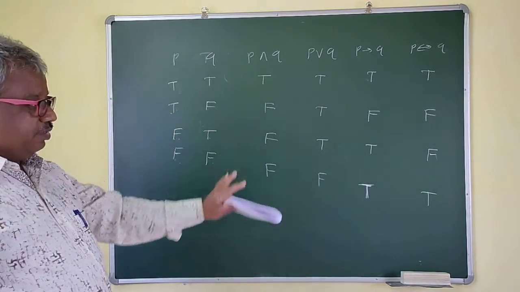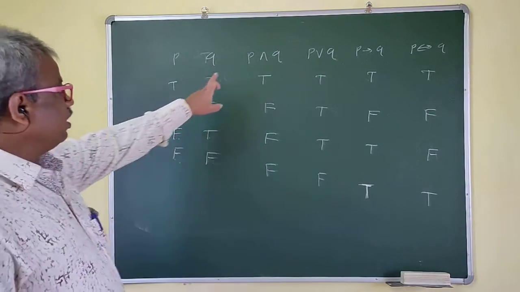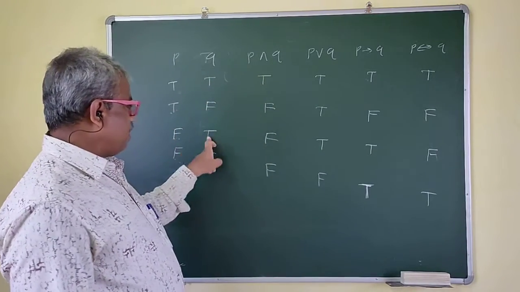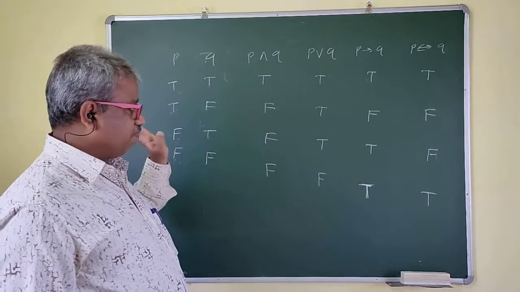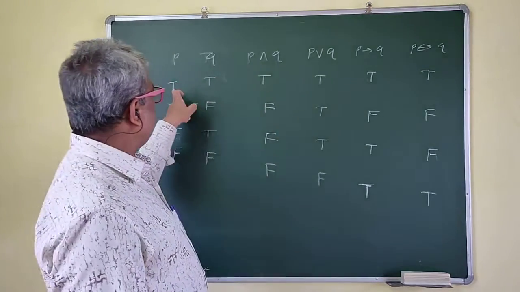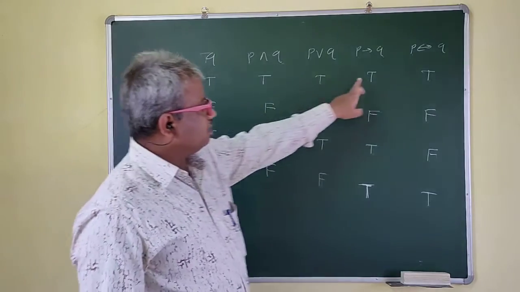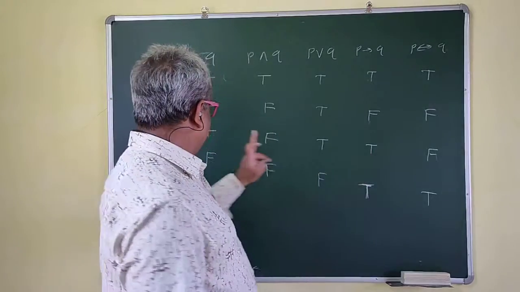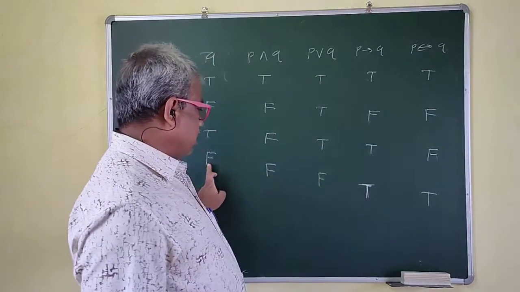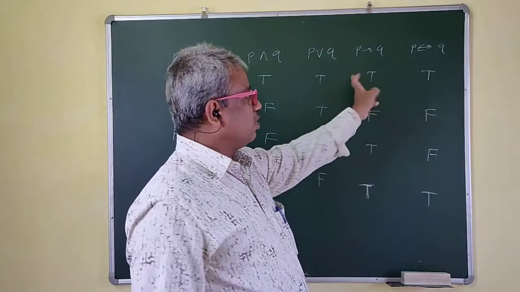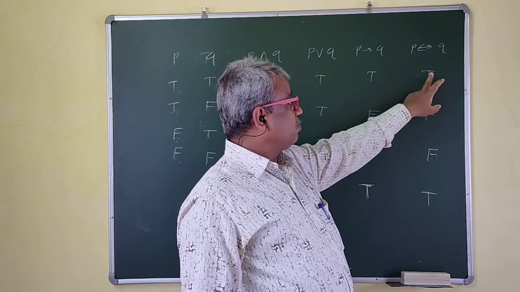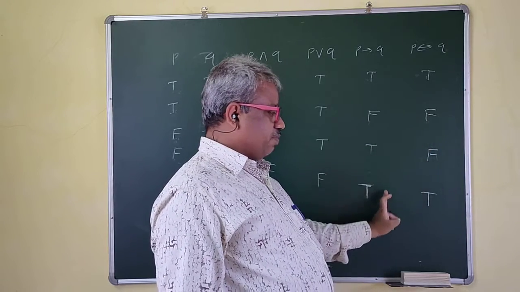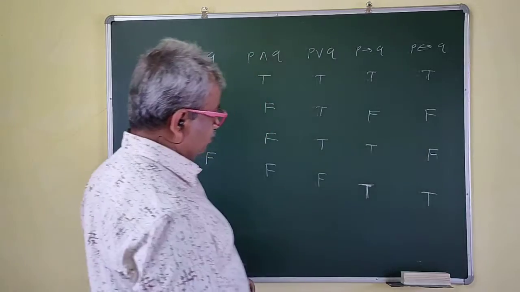So remember this table, right? We'll repeat once again. T and T is T. T and F is F. F and T is F. F and F is F. Right? So remember like this. T implies T is T. T implies F is F. F implies T is T. And F implies F is also true. Here also, T if and only if T is T. T if and only if F is F. F if and only if T is F. F if and only if F is T.